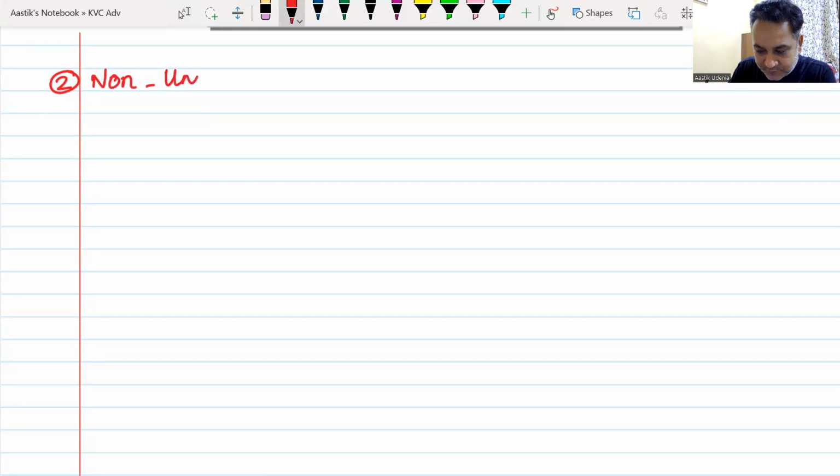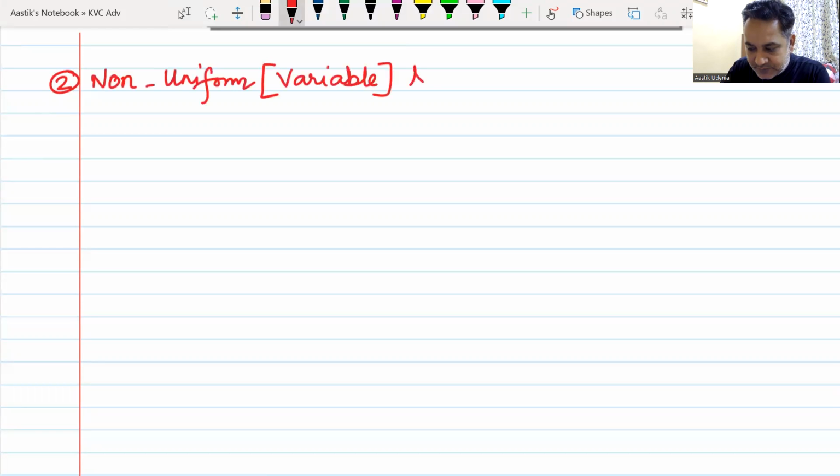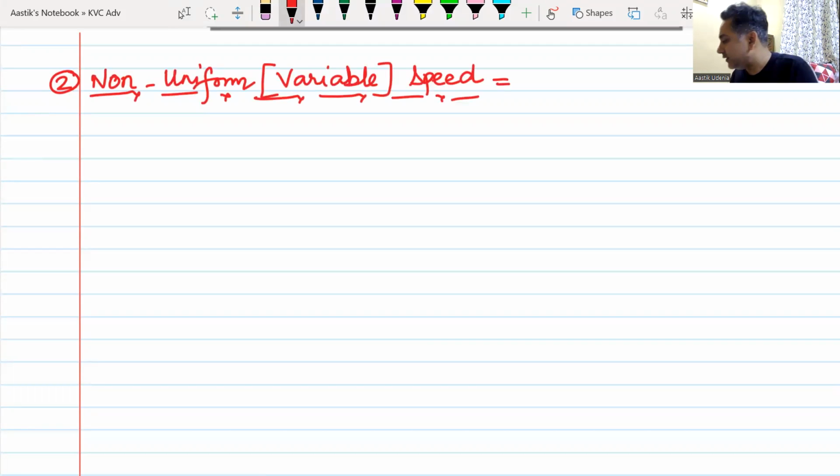And there is one more term for non-uniform. Can you tell me what is that term that we can use for non-uniform speed? You can call it variable speed. A body moving with variable speed. Variable or non-uniform speed. Now, can you tell me when will the body move with variable or non-uniform speeds? Yes. It covers equal distance in unequal interval of time.